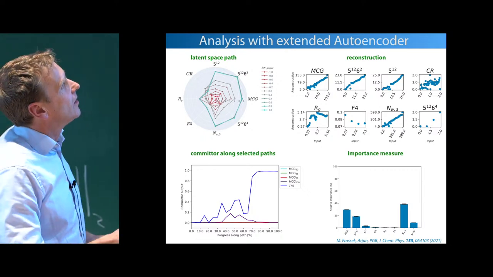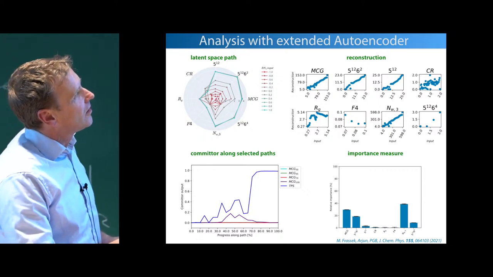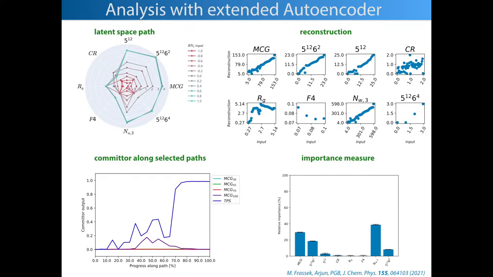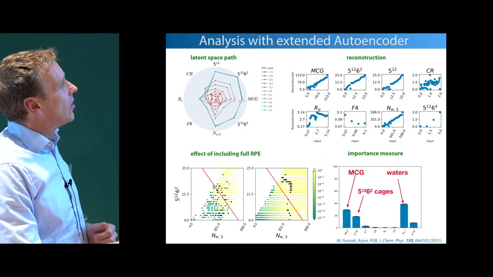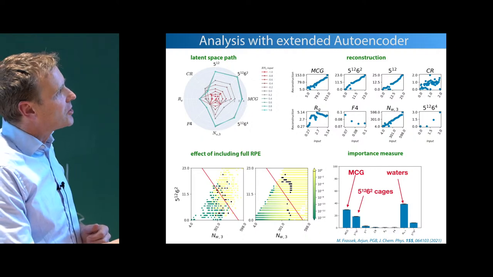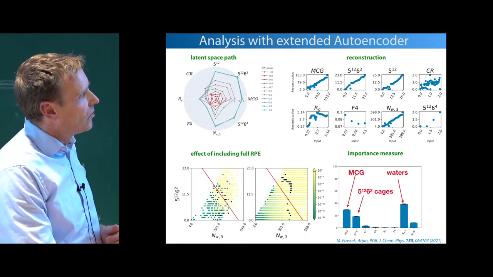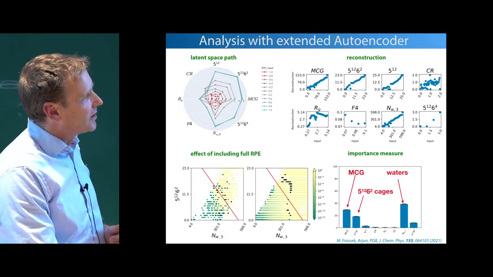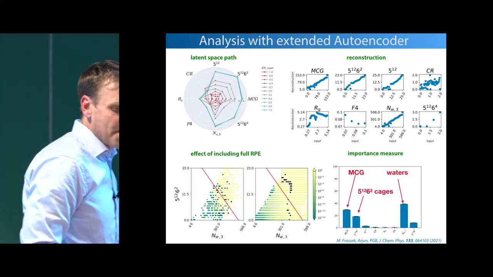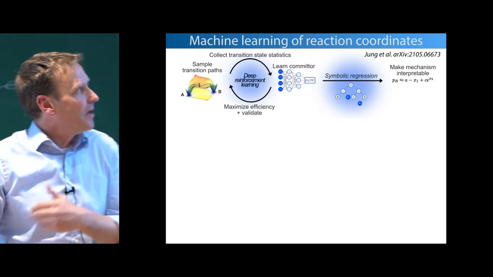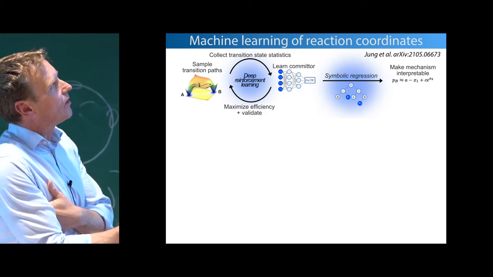Here's also some reconstruction data. You see that the MCG, not surprisingly, reconstructs very well, but also the big cages and the small cages, as well as the number of waters, reconstruct very nicely. And we can also then find out what the most important ingredients are, and these are these three here. These are the three peaks, and then you can also see how much more information you have if you use the full RPE. So this is the full reweighted path ensemble, and you get a much better dividing surface here than from the shooting data alone.